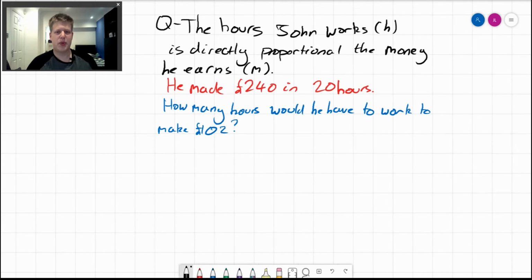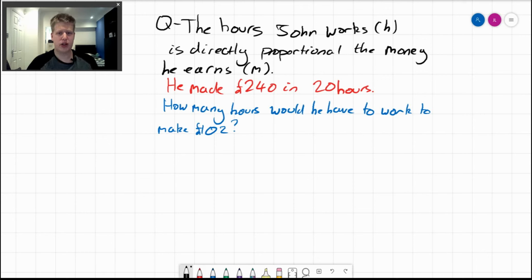Now that we understand what direct proportion is and what it looks like on a curve, let's answer a typical direct proportion question. So the hours that John works, which we'll call H, is directly proportional to the money he earns, we'll call that M. And we know that he made £240 in 20 hours. So my question is, how many hours would he have to work to make £102? Now this does look like a ratios question, and you could solve it like that. However, they want you to solve it in a very specific way using direct proportions.